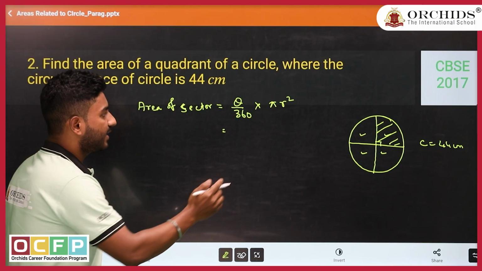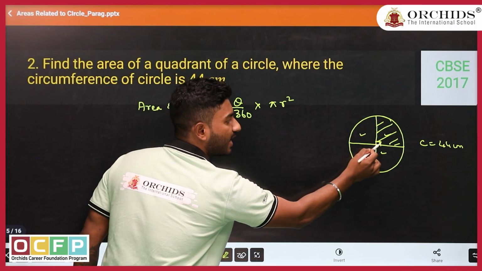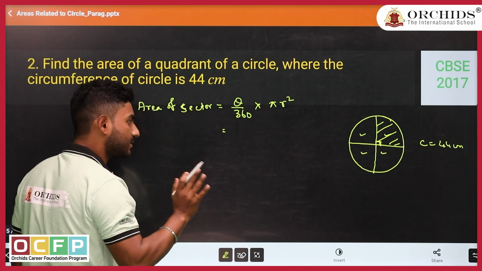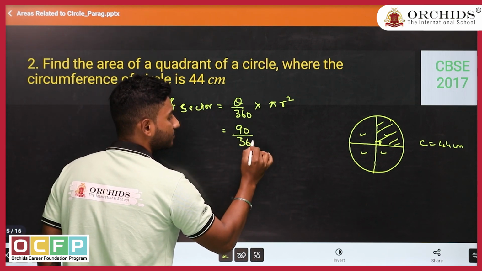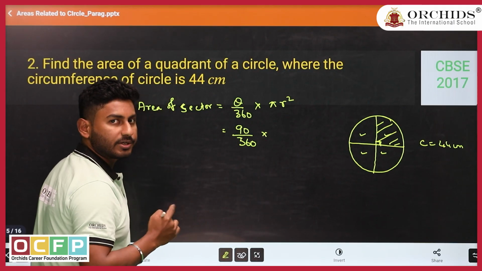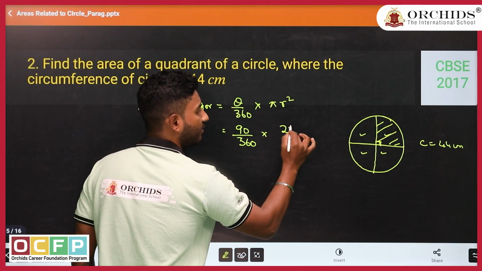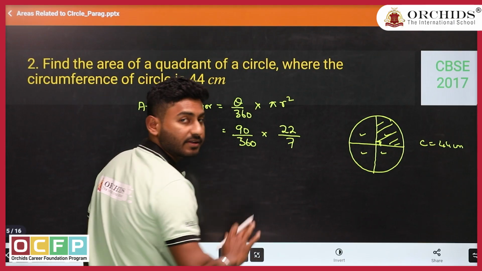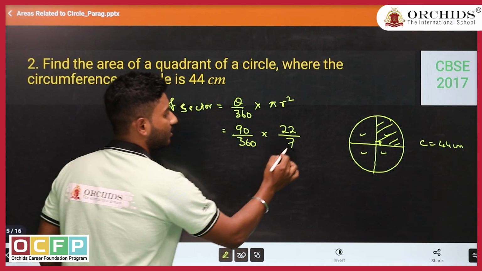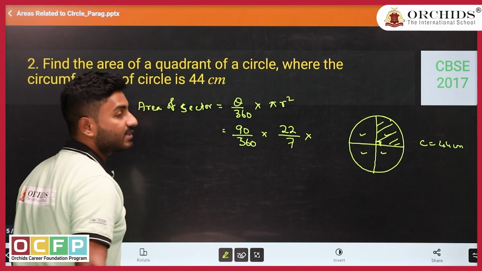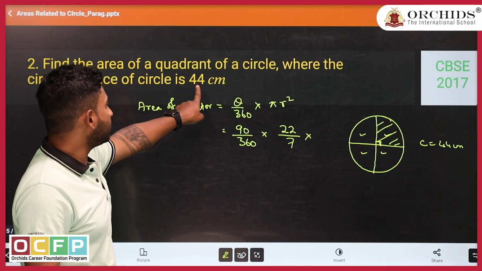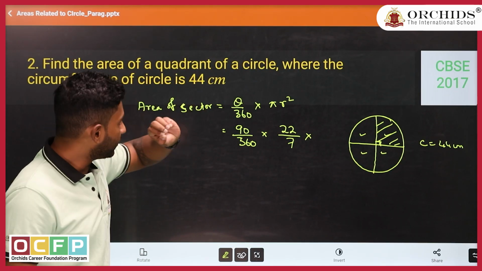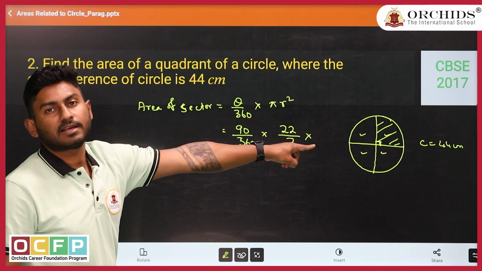Now what is theta here? Theta here is 90 degree. What is the angle subtended at the center? It's 90 degree. So 90 by 360 into, what is pi value? If they have not given anything, just consider 22 by 7 into r square. What is r square now? Do you know what is r? No, we don't. Since we don't know, for that reason they have given one given condition.